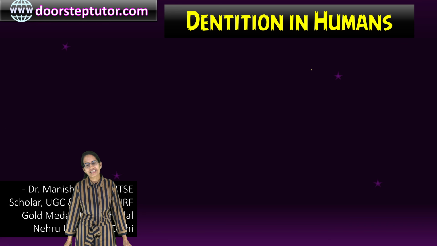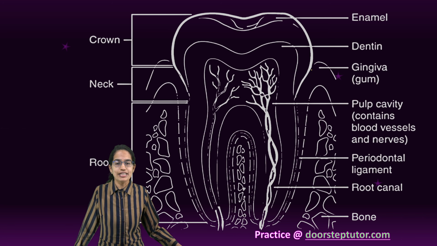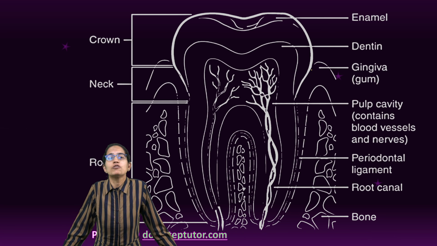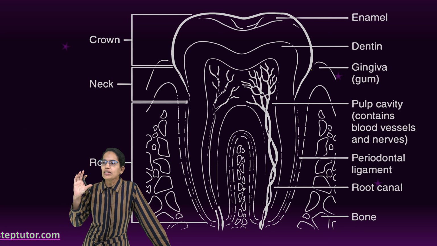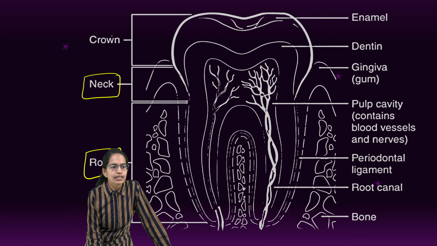Let's understand dentition in human beings. A very simple and a very small topic, of course, but extremely important. To begin with, teeth are one of the hardest and non-bony structures in the body. They are fixed in sockets. Now it has three obvious parts: root, neck and crown.